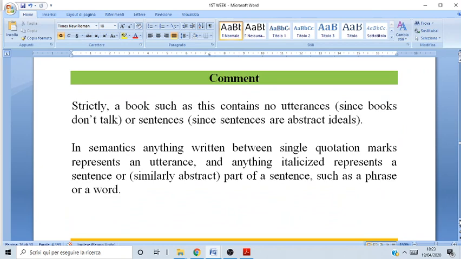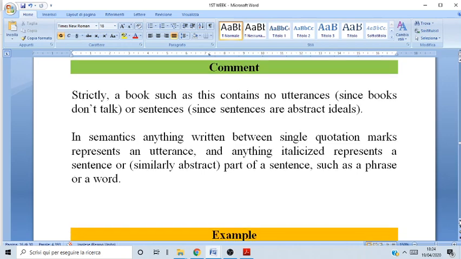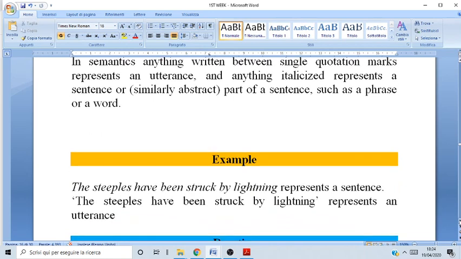So let's have a look at the comment. Strictly, a book such as this contains no utterances, since books don't talk. Or sentences, because sentences are abstract ideals. Okay? But more interestingly, you have to know that in semantics, what is written between single quotation marks is an utterance, and anything that is italicized is a sentence. Let me see if I gave you an example. I did. Okay.